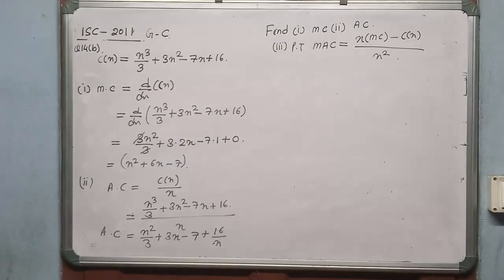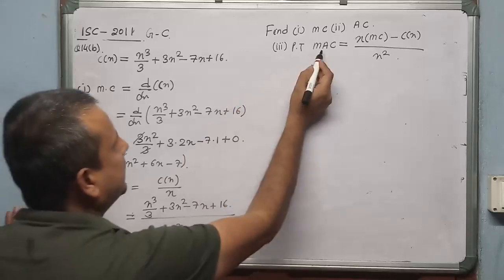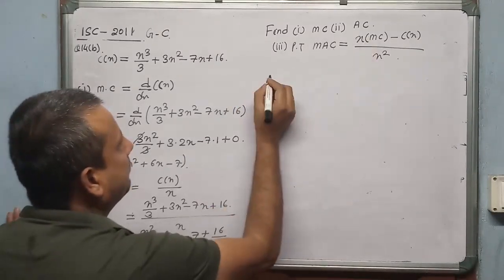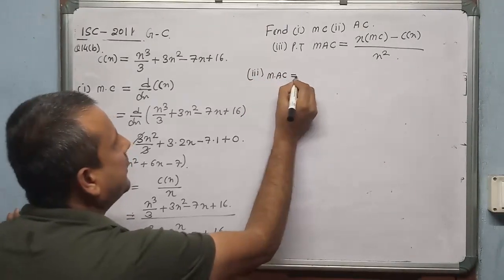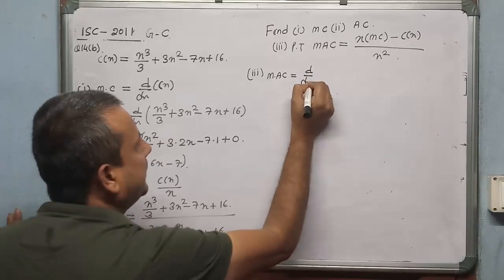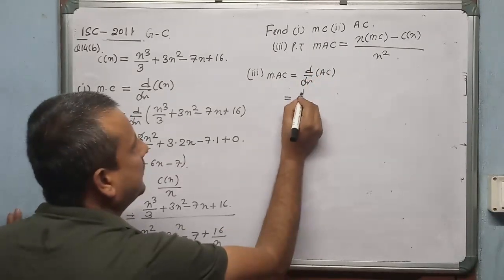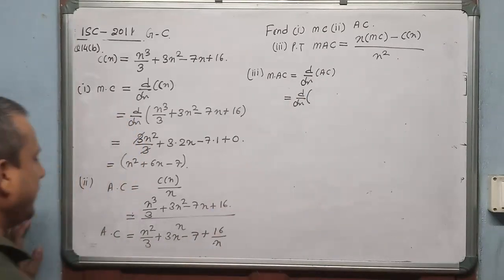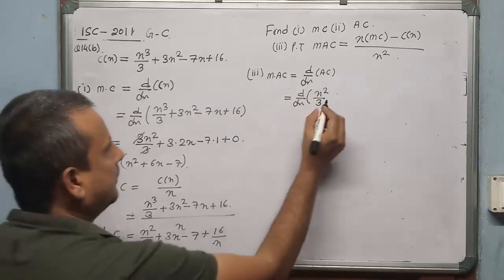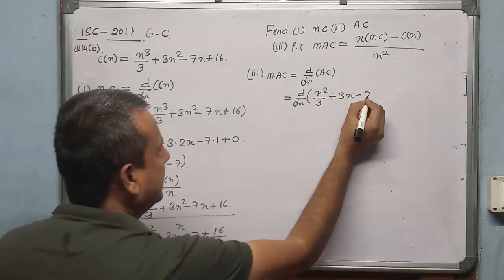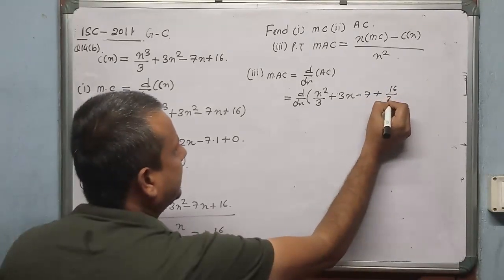Now after getting this marginal cost and average cost, I am going to prove the relations. The third relation is that marginal average cost is equal to this relation. First, for the third relation, I'll calculate the marginal average cost. Marginal average cost means the derivative of average cost. d by dx of the average cost, which is x square by 3 plus 3x minus 7 plus 16 over x.